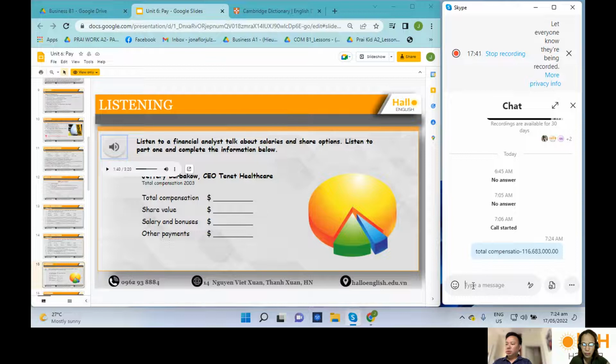Okay. How about the share value? Share value is 23. Is it 20, 23? No, it's 111, right? 111. Yes, 111 million and $50,000. Yes, 111 million is the total share value.